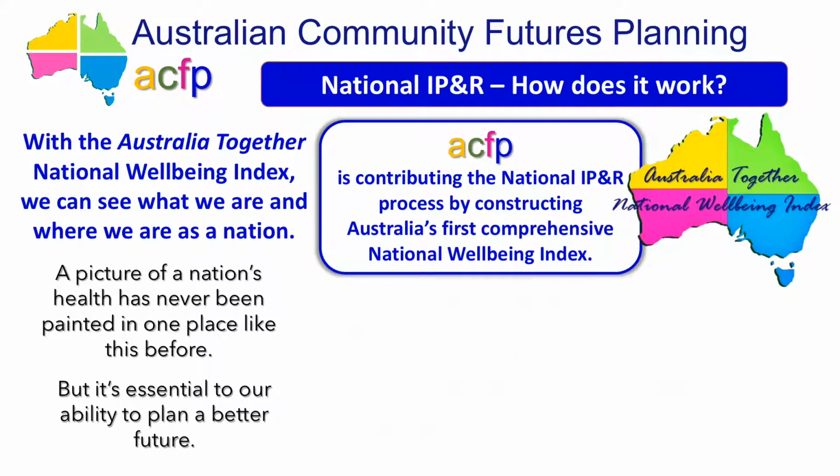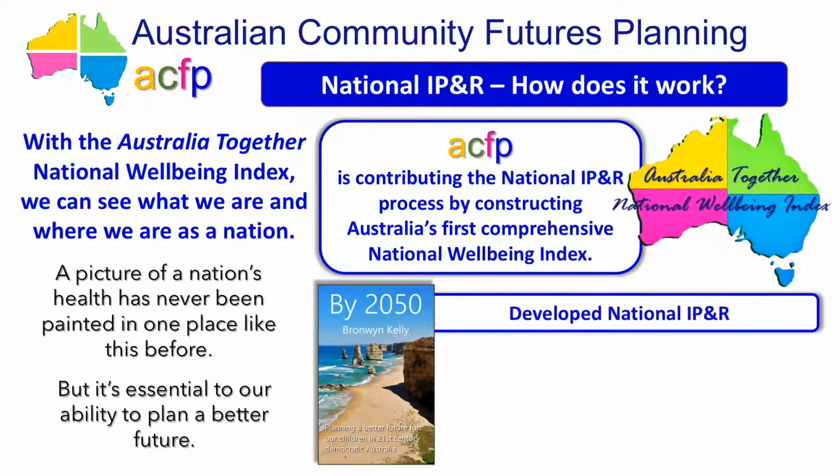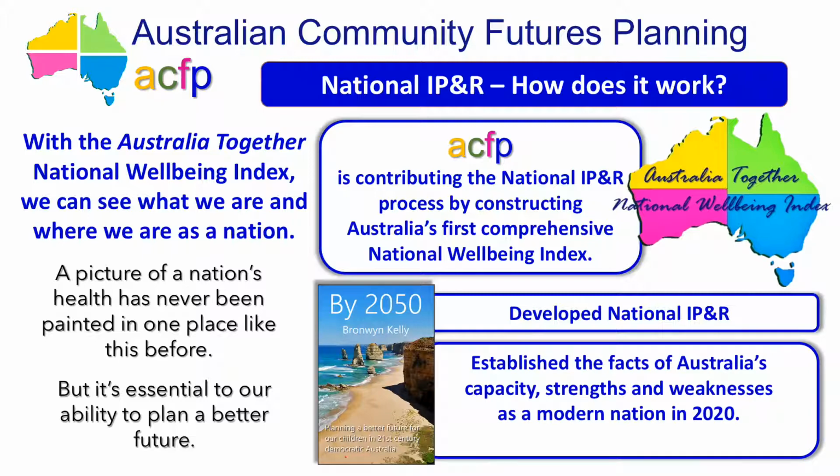ACFP has been able to begin putting this together due to research carried out by me as its founder in my book, By 2050, Planning a Better Future for Our Children in 21st Century Democratic Australia. Apart from using the writing of this book to devise a workable national IP&R process, the research in it established many of the facts of Australia's capacity, strengths and weaknesses as a modern economy and democracy in 2020. This painted an accurate and quite detailed picture of our preparedness for the future. Links to By 2050 are provided in the description on the YouTube page for this video.